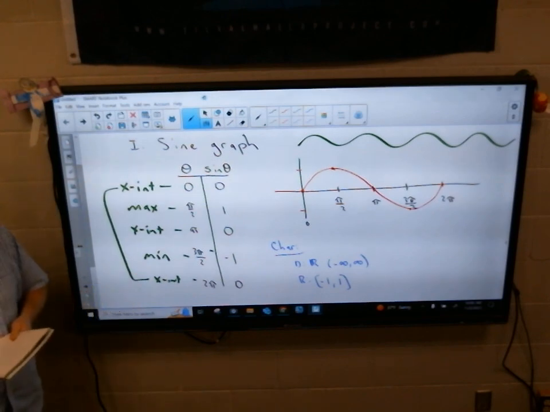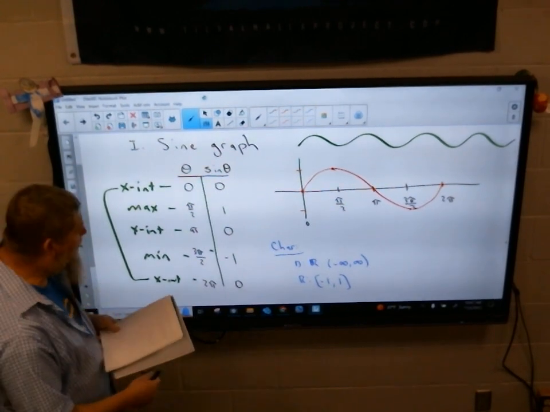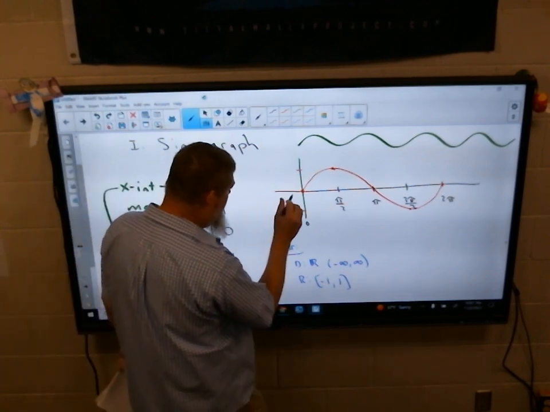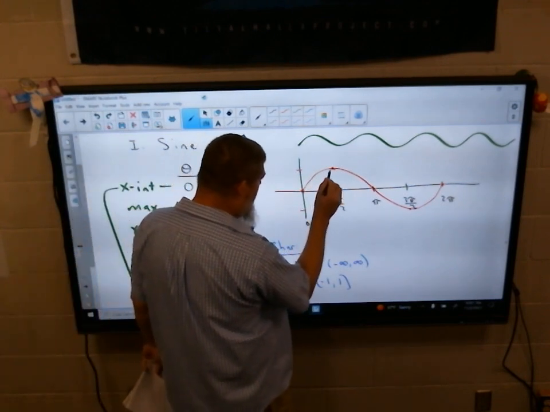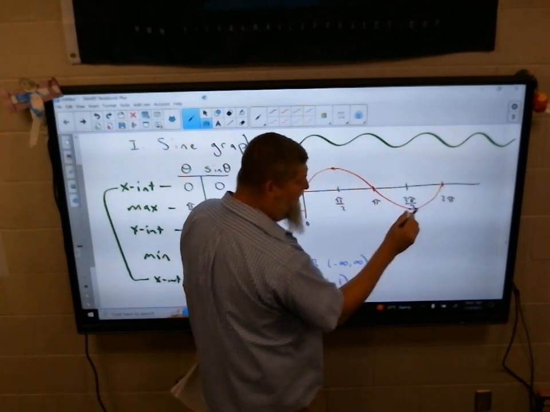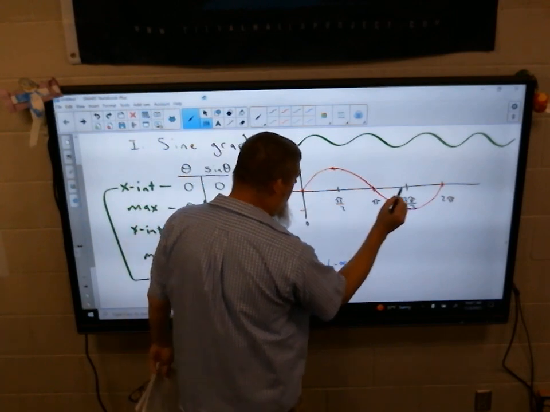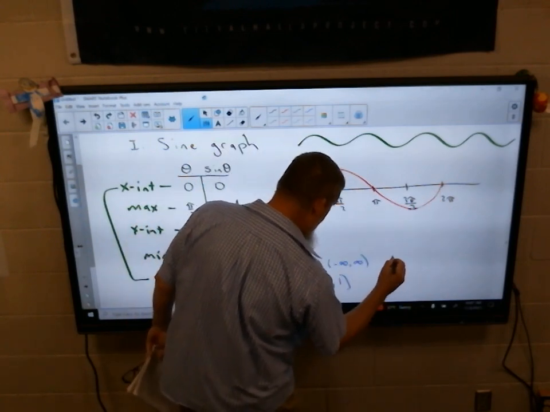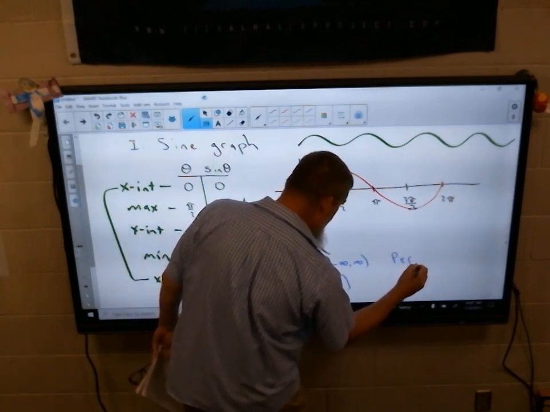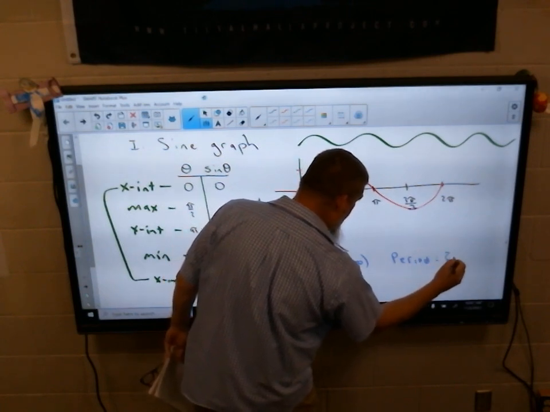All right, so that's my first 2 characteristics. What's the third one? This one you may not have ever heard of. Okay, so it starts here, it goes to its maximum, it comes back, it returns, it goes down to its minimum, it comes back and returns, and then it starts to repeat, correct? From here to here, we call that a period. So it has a period of 2 pi.